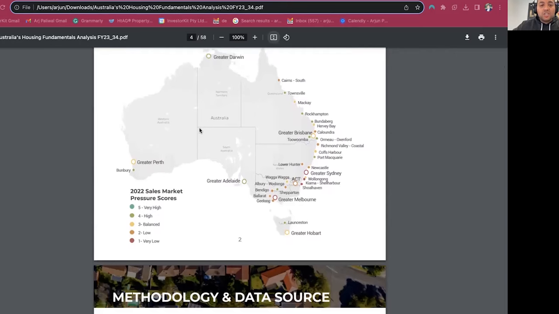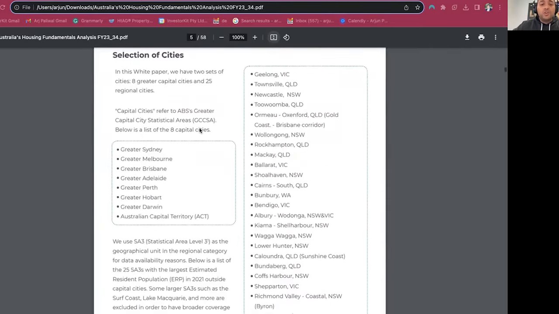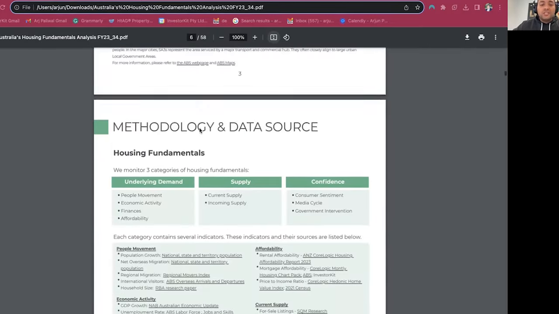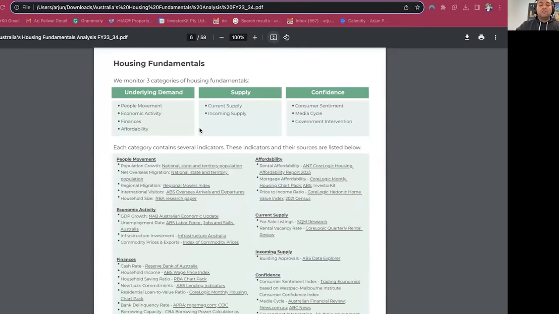That's last year's predictions. Some cities did really well, and some cities challenged us a little bit, but I hope you enjoy that. We also go through the data sources, and this is the key part here in this report. You'll notice that when we're looking at holistic analysis of property fundamentals, we're bucketing them in 3 core areas: underlying demand, supply, and confidence.